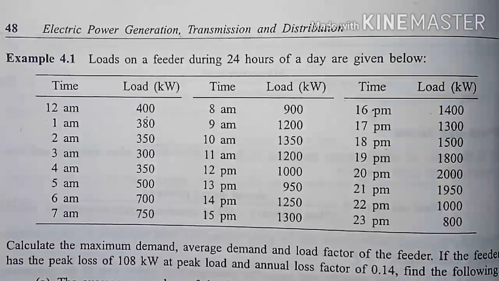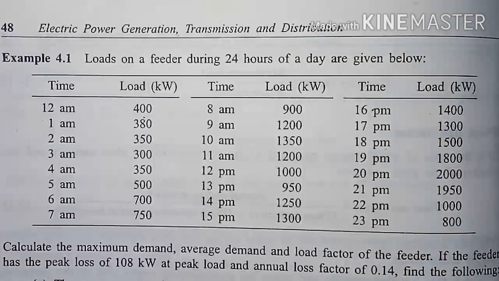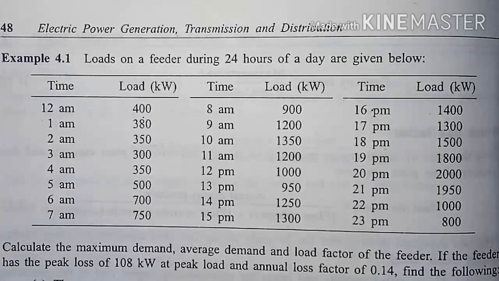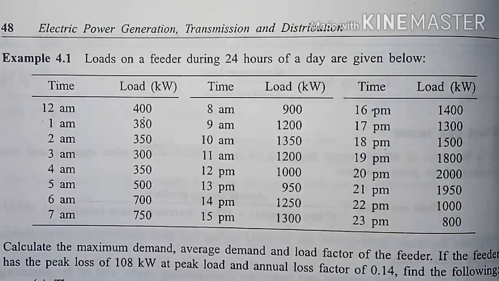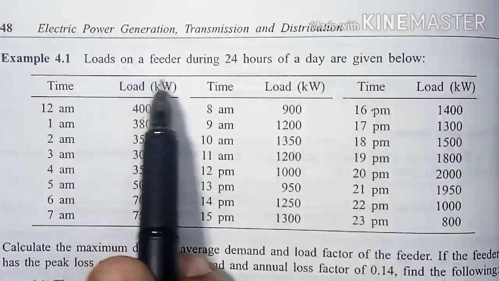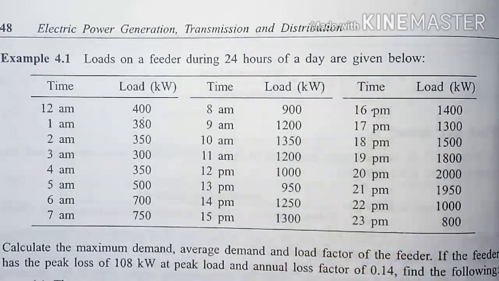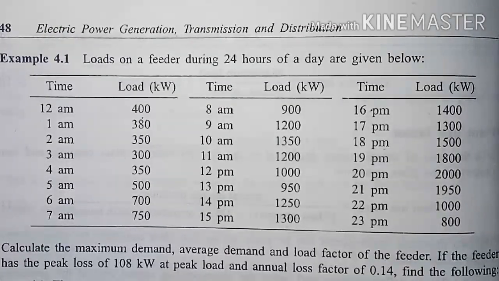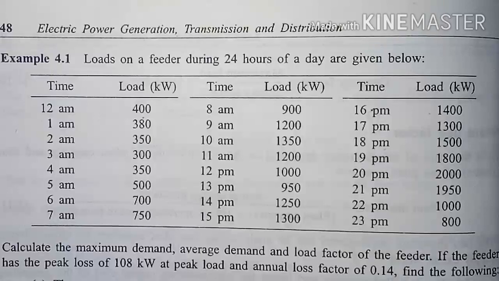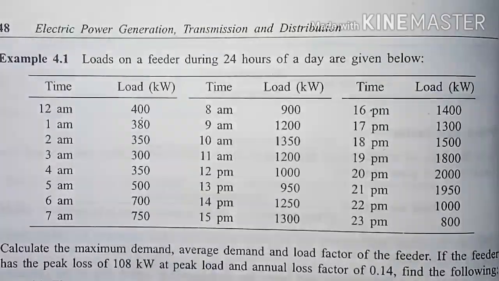Yes, dear students, today we will solve some problems based on the economics of power generation. Example 4.1: loads on a feeder during 24 hours of a day are given below. So there is some feeder and to it some loads are connected, and these loads vary with time. So at different times, what is the load that is being given here?